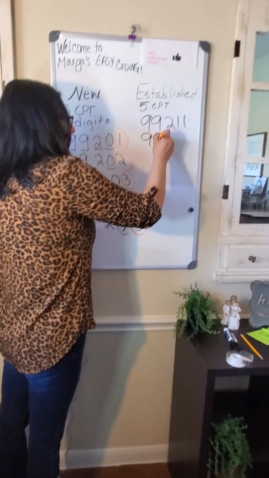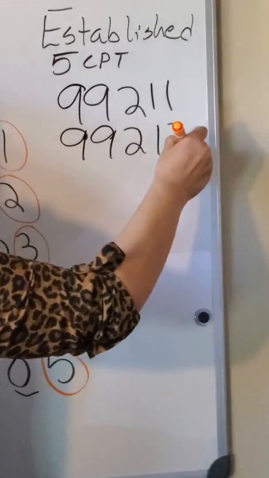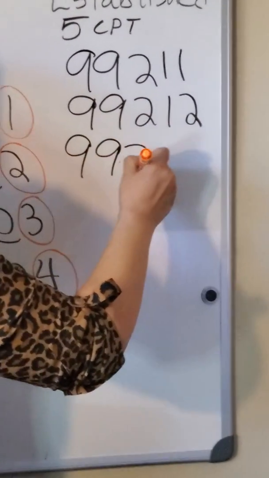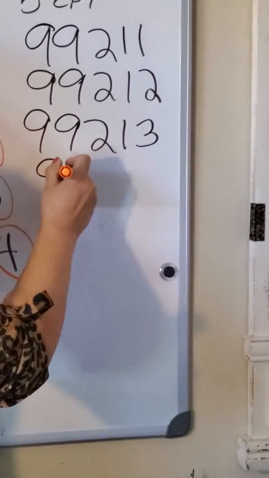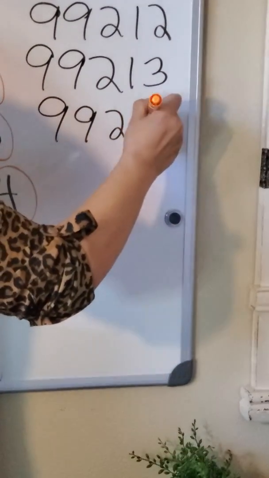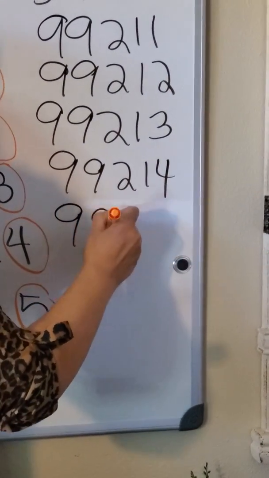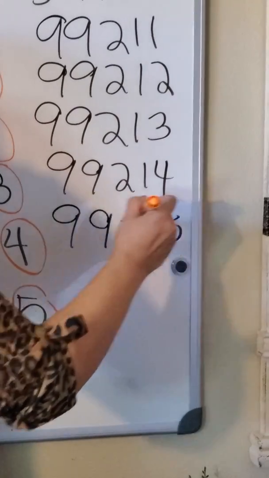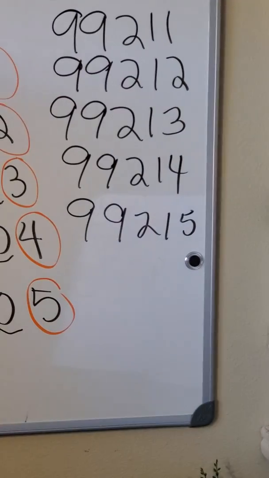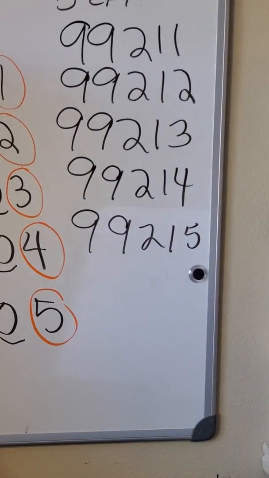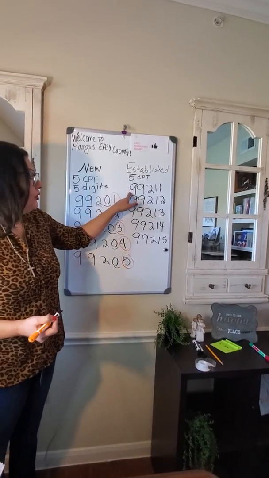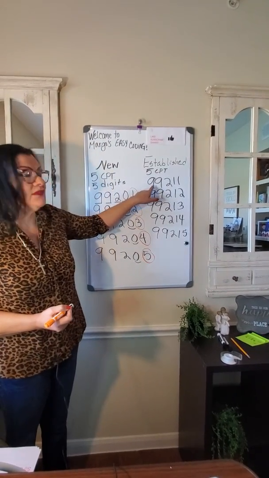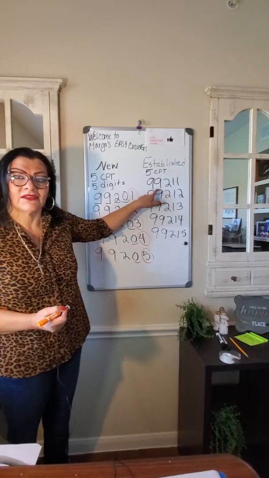99211, 99212, 99213, 99214, 99215. Hey, did you notice 992 again? Well, why? Because we're coding for an office visit, evaluation and management, face-to-face.